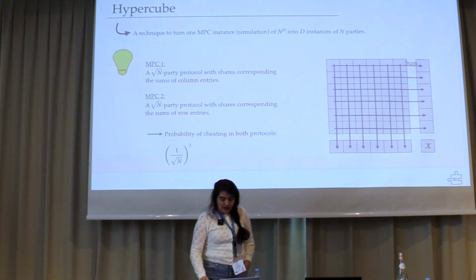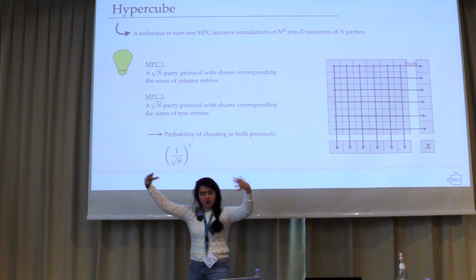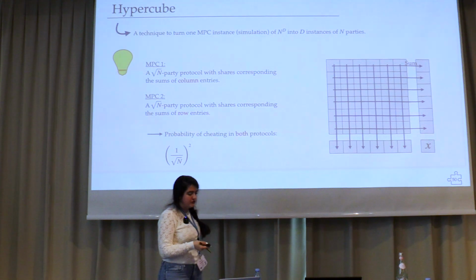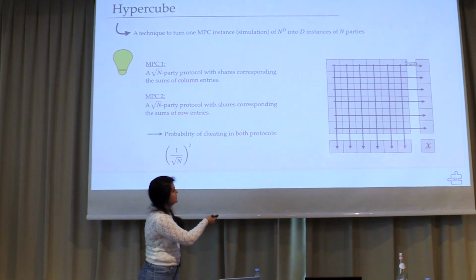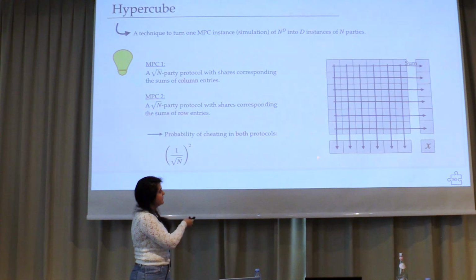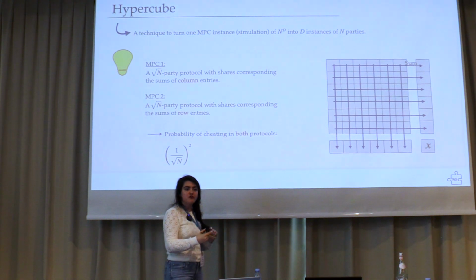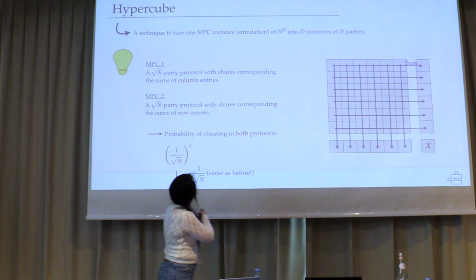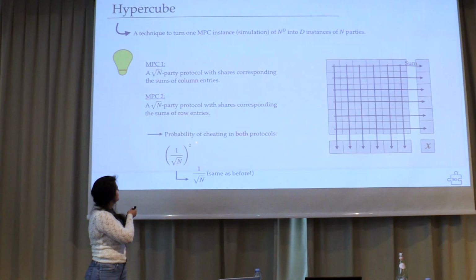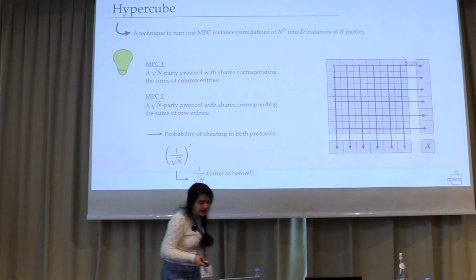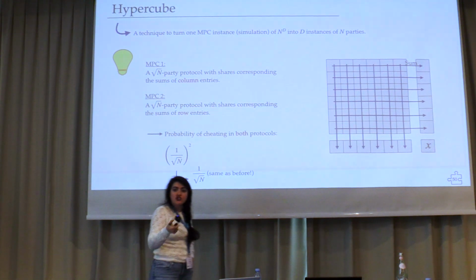And so if you do these 2 protocols instead of the one huge MPC protocol, what is happening? Imagine these are the shares of one MPC protocol. The probability of cheating on this one is 1 over square root of N. But if you do both protocols, the probability of cheating in both multiplies again, right? So you get 1 over square root of N squared, which is exactly 1 over N, the same as before, okay?